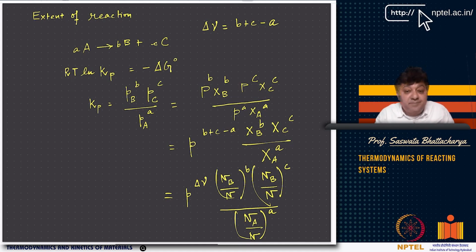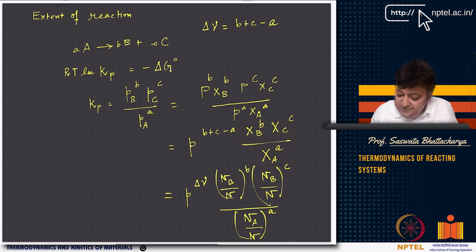Basically, if I have total pressure P, then I can write P to the power b x_B to the power b, times P to the power c x_C to the power c, by P to the power a x_A to the power a. So we can write further P, the total pressure, to the power b plus c minus a, which is P to the power delta nu, and then you have x_B to the power b, x_C to the power c by x_A to the power a, where x_A, x_B, x_C are the mole fractions.